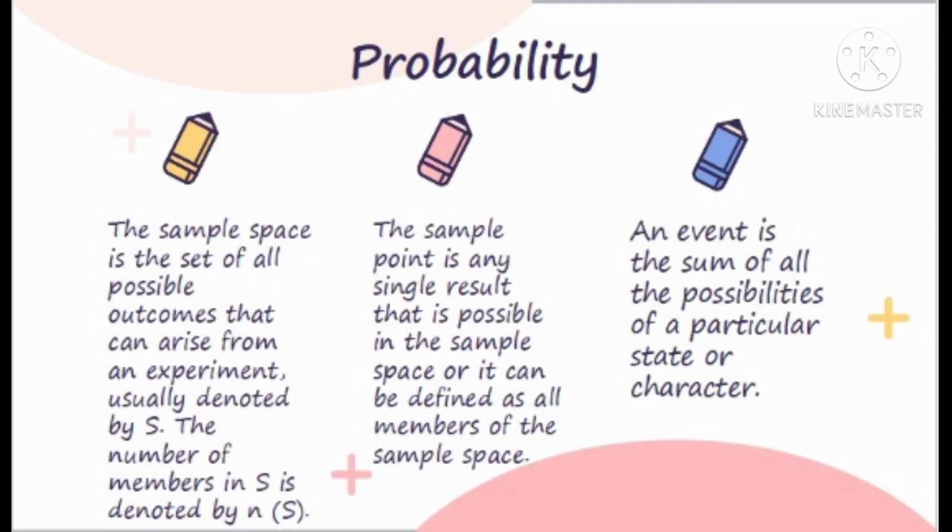Probability. The sample space is the set of all possible outcomes that can arise from an experiment, usually denoted by S. The number of members in S is denoted by N(S). The sample point is any single result that is possible in the sample space, or it can be defined as all members of the sample space. An event is the sum of all the possibilities of a particular state or character.